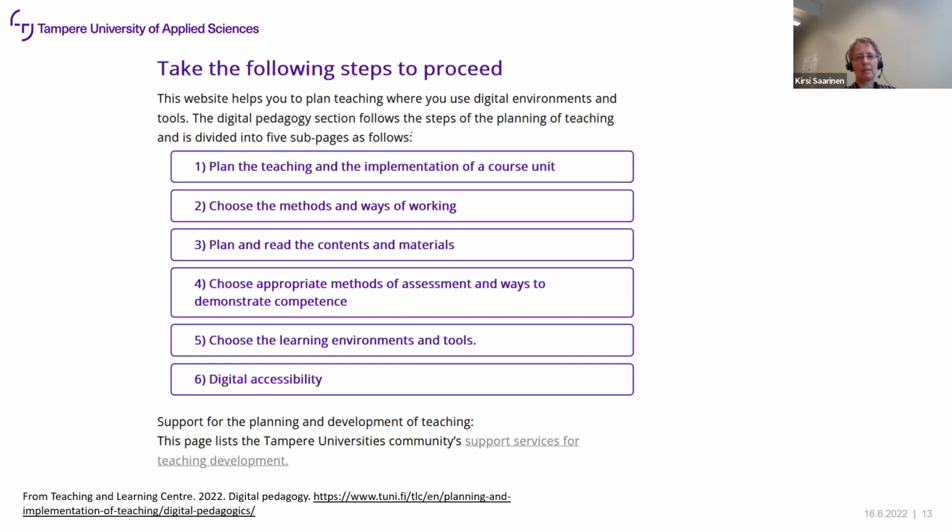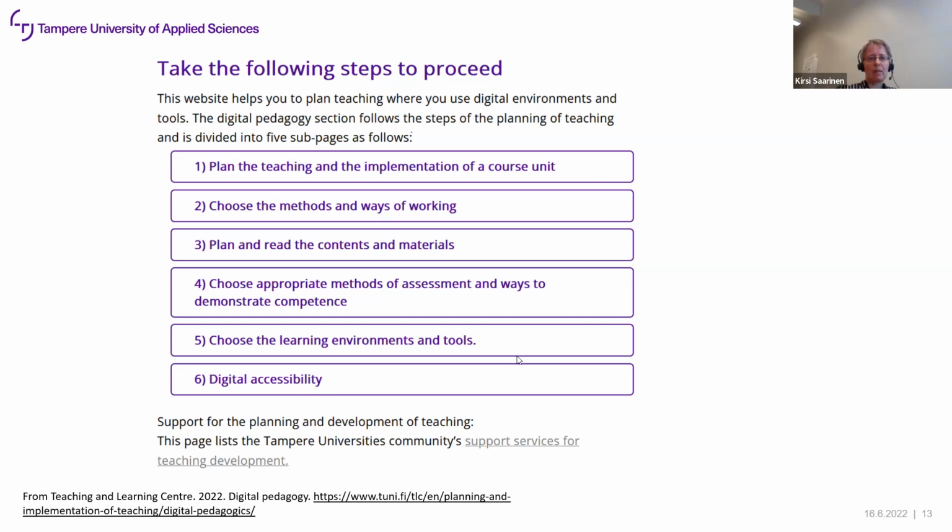related to that part. If a teacher wants to plan teaching where he uses digital environments and tools, here are the steps of the planning of teaching, and it's divided into these 5 sub-pages. So you just click on those and you can get information, materials, and links. And this is really, really helpful for many teachers.